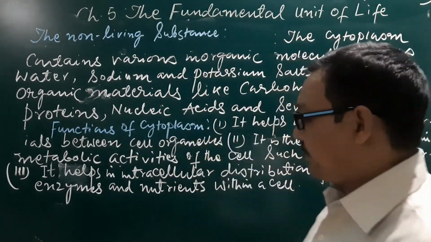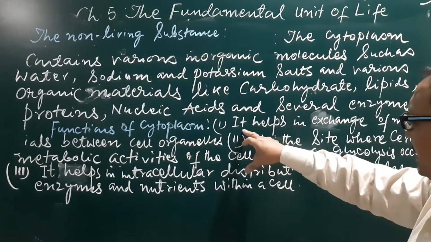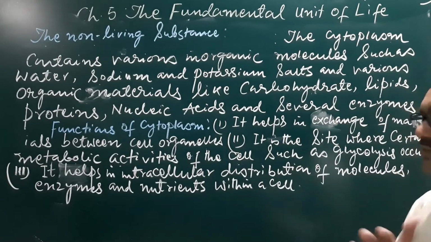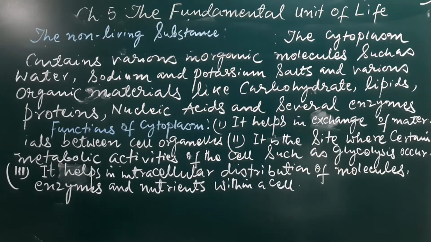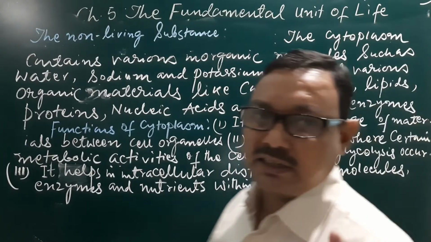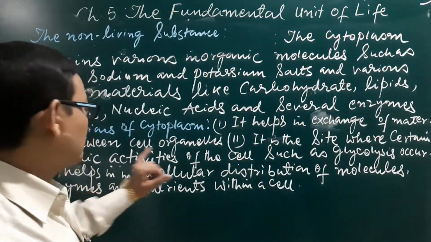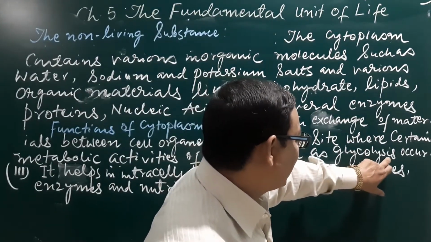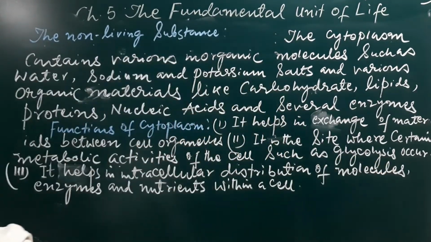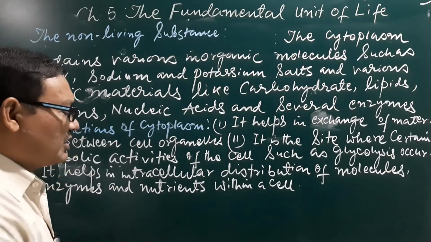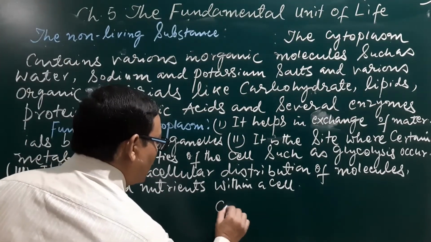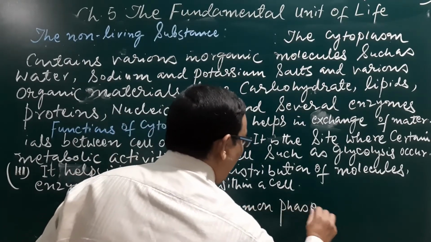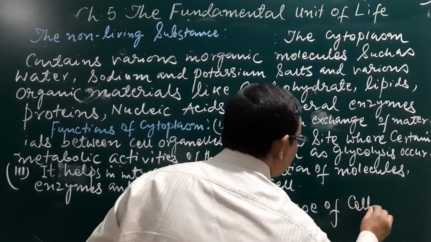Functions of cytoplasm. Here it helps in exchange of materials between cell organelles, the first function. The second important function, it is the site where certain metabolic activities also occur. Here an example is given for you, that is glycolysis. Actually glycolysis is a process which is the first and the common phase of cellular respiration.